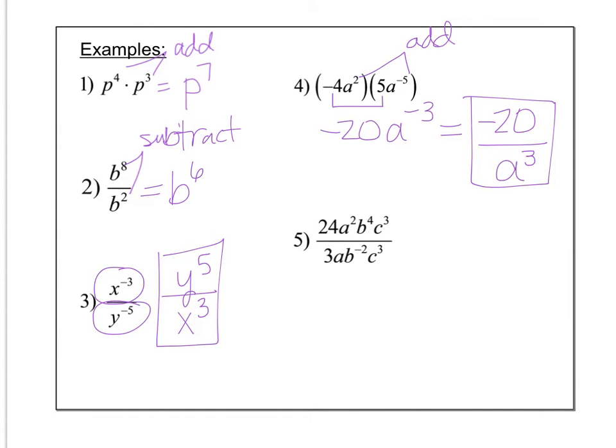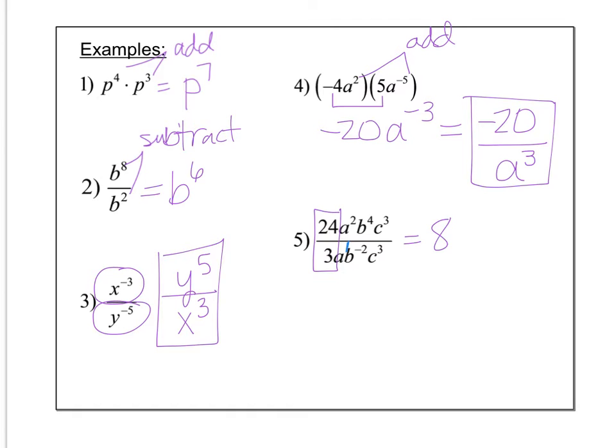And then this last one is an example with division. The big numbers get the same operation we usually would. Think of that as a fraction. 24 over 3 is just going to turn into an 8. And then we have to go through for each of these variables here and decide what to do. So the a on the bottom technically has a 1 next to it.